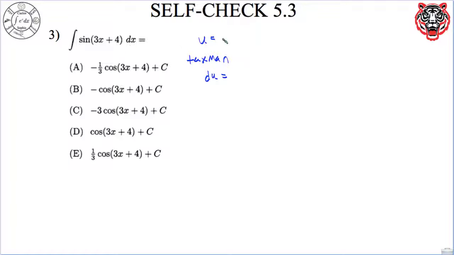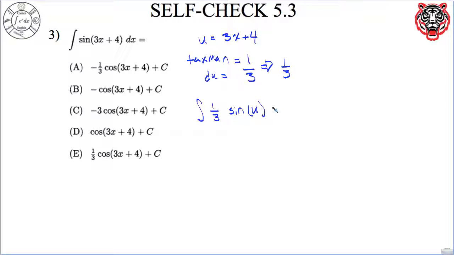So what is our u? Our u is 3x plus 4. Our taxman is the number out front, and you don't see any numbers, so taxman is just 1. And the derivative of u is 3. So we're going to pay the taxman with a third. So our new function looks like this. It's the integral of 1/3 of sine of u.